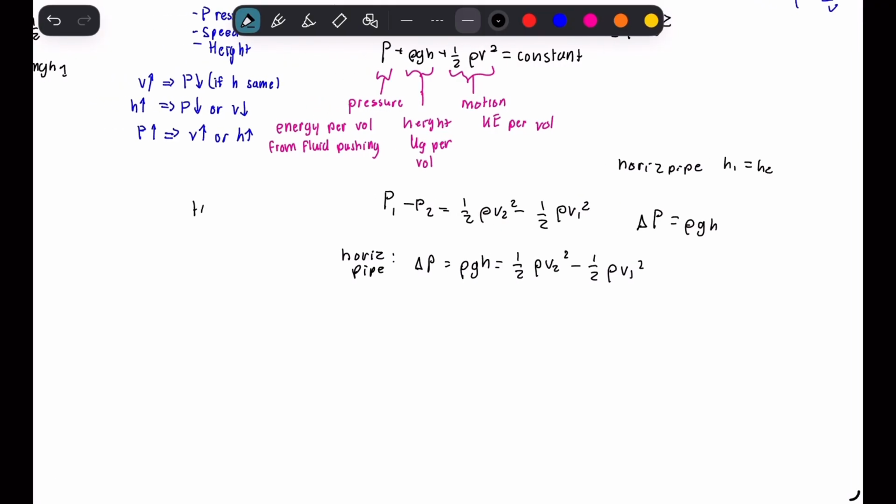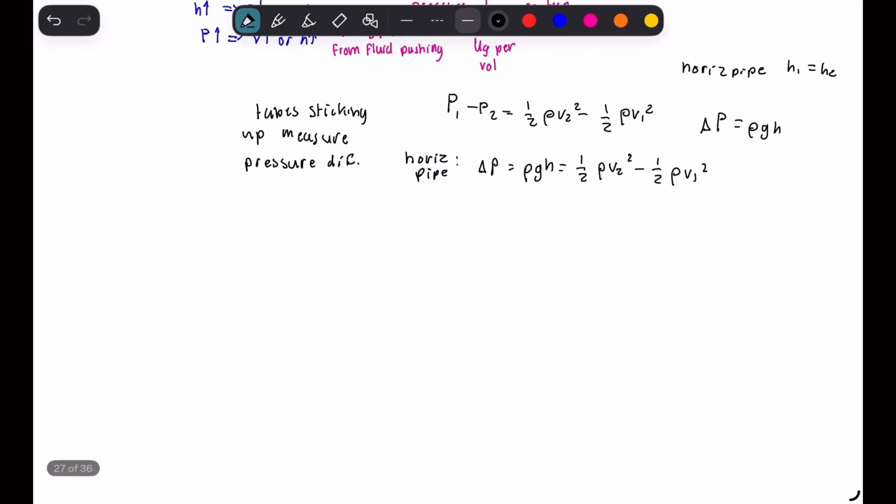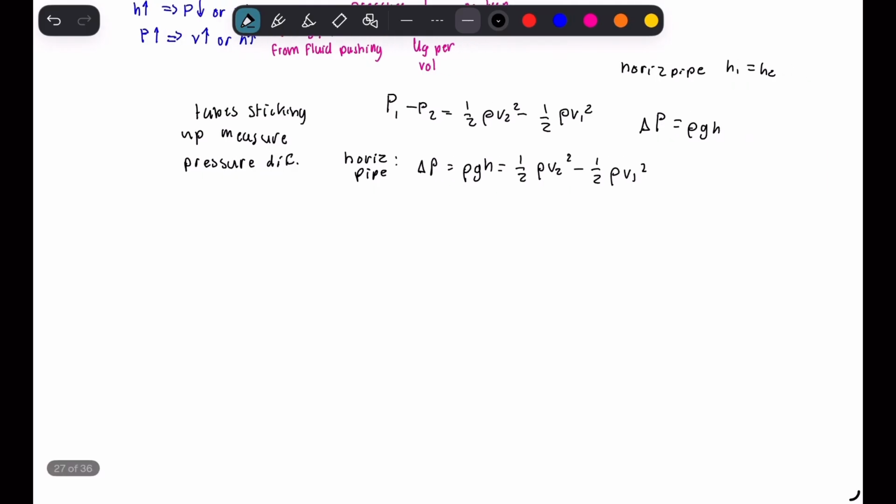That's because tubes sticking up measure your pressure difference. So your H tells you your pressure difference, and your pressure difference tells you your delta V, your velocity change.